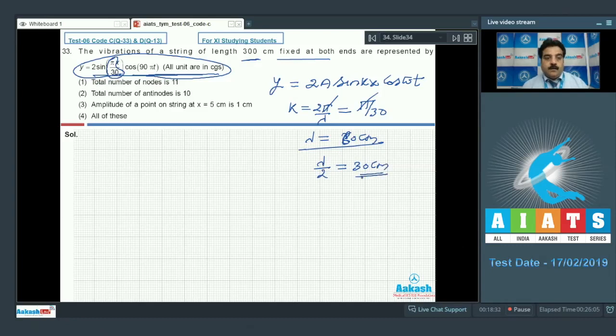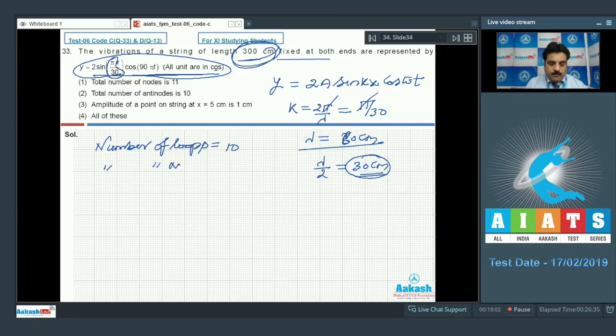Now this is 30 centimeter, but the total length was 300 centimeter. When you divide 300 by 30, you will get the number of loops first, so the number of loops will be 10. Now I am going to take the number of nodes, because between nodes there is an antinode. So easily you can write the number of nodes is 10 plus 1, that will be 11. Number of antinodes, very clear.